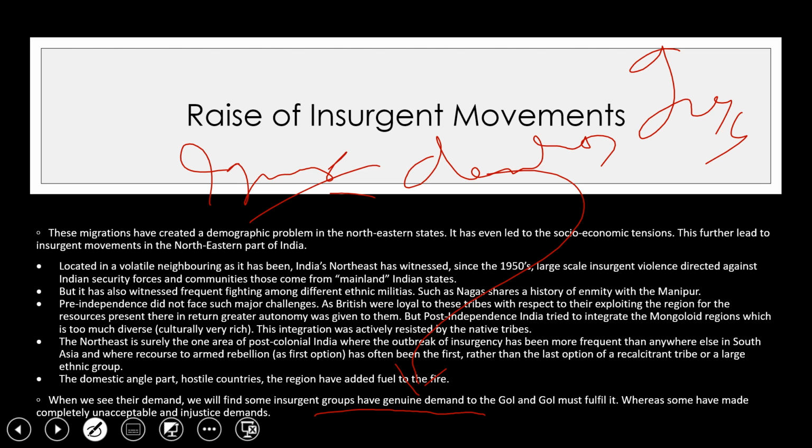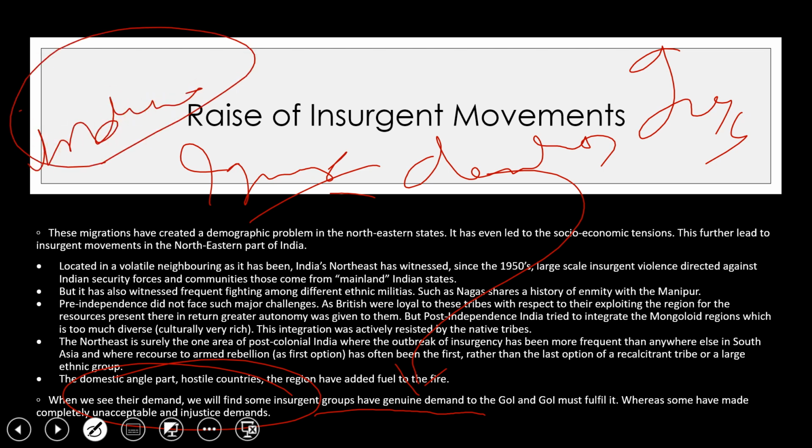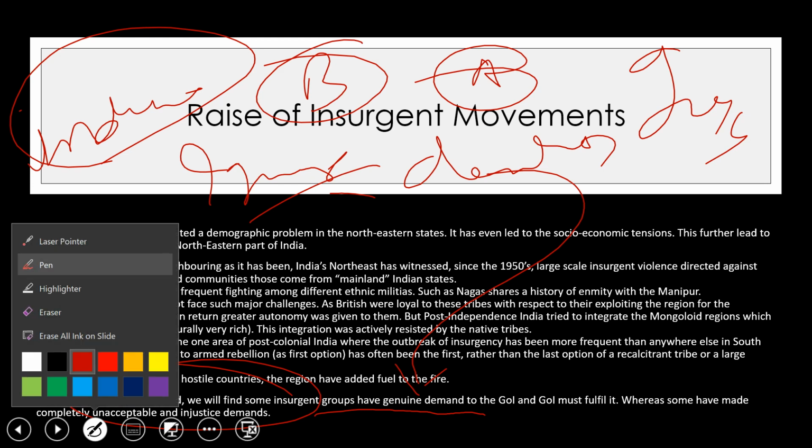But some have made demands that are completely unacceptable and unjust, like we want independence from the country India. This is not possible. We can't give independence to any particular state, because let us suppose we give independence to a particular state A, then another state B will also ask, give me independence too. That's why these kinds of demands are not acceptable.